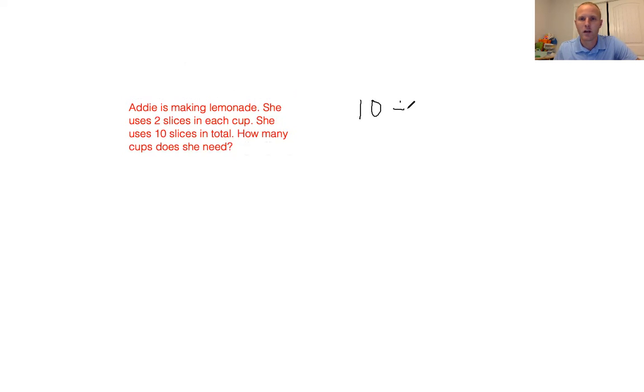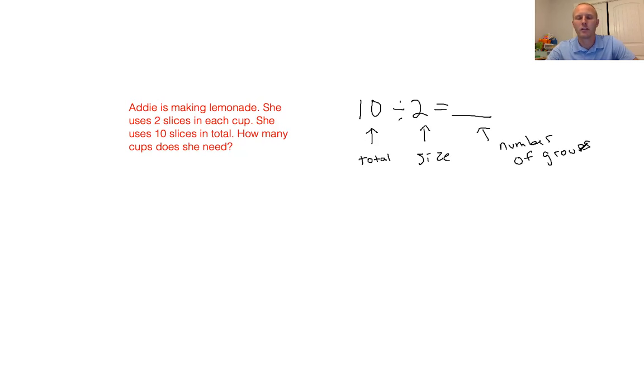10 divided by 2 equals some number, and we know that 10 is the total. We know that 2 is the size of each group, because 2 slices are going in each cup, or in each group. And this is the number of groups. This should be familiar to you. This is very similar to the stuff we've done up until this point. What I'm going to teach you next is how to draw an array in a way that helps you begin to draw tape diagrams for division.